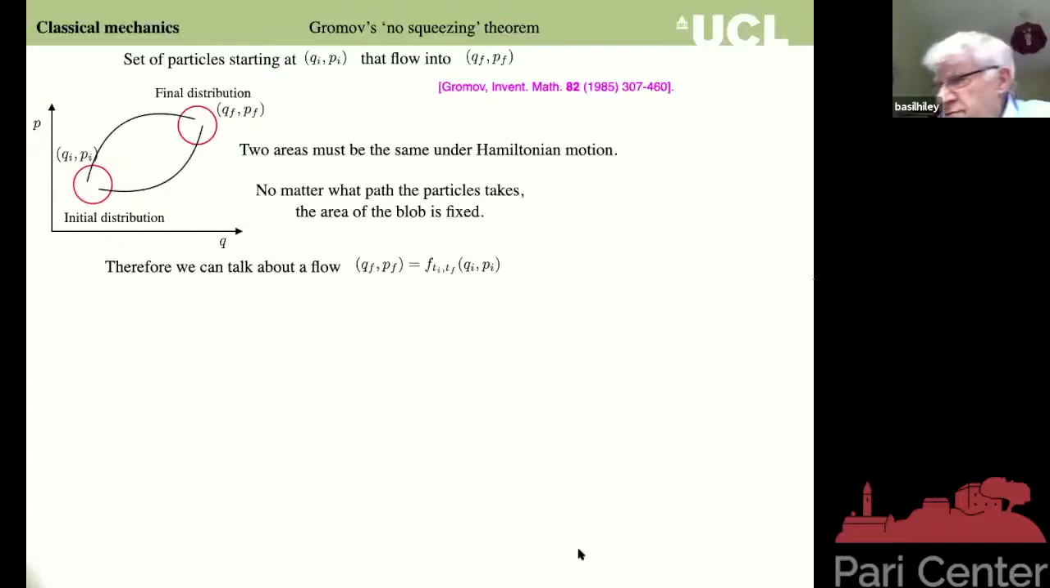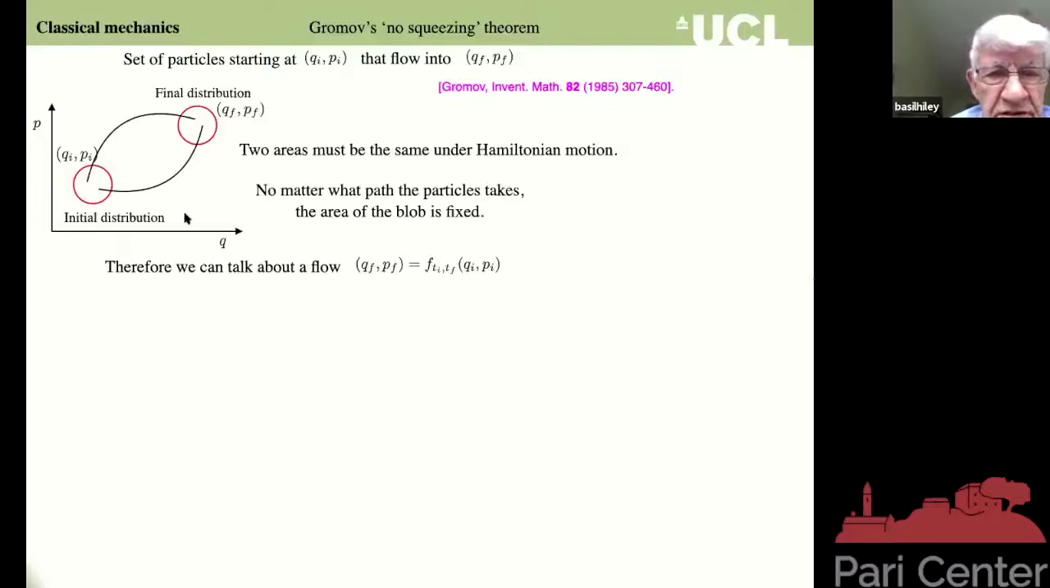Now I want to introduce something which I think is new to most people, and that is known as Gromov's no-squeezing theorem. It was proved in 1985. Although when I talked to my high-energy colleagues at UCL, they said, oh, we know that, but we don't call it that theorem. They're trying to get something with their beams and it doesn't work.